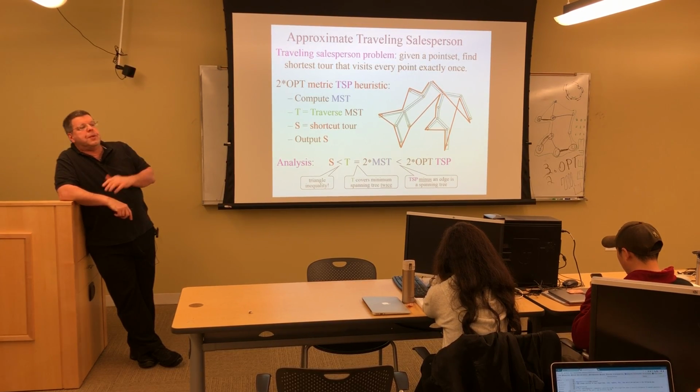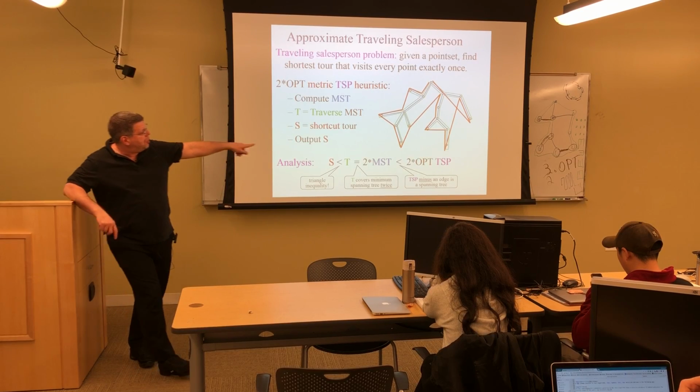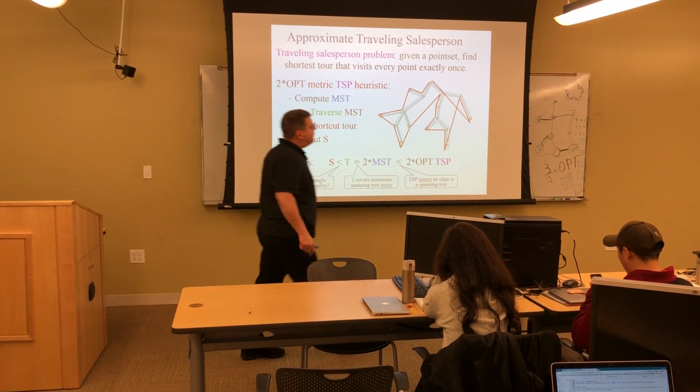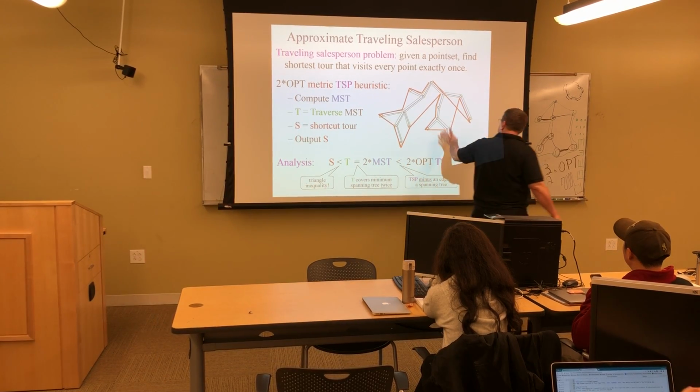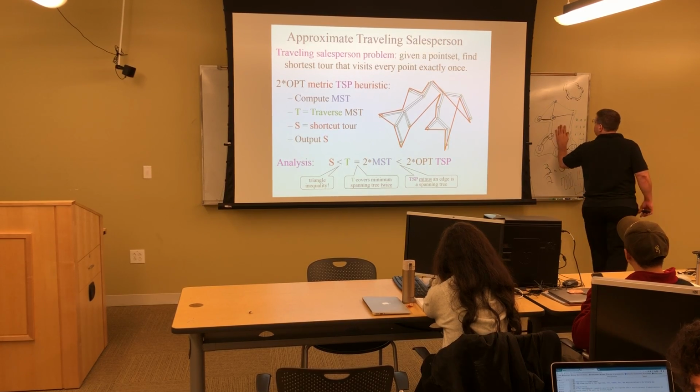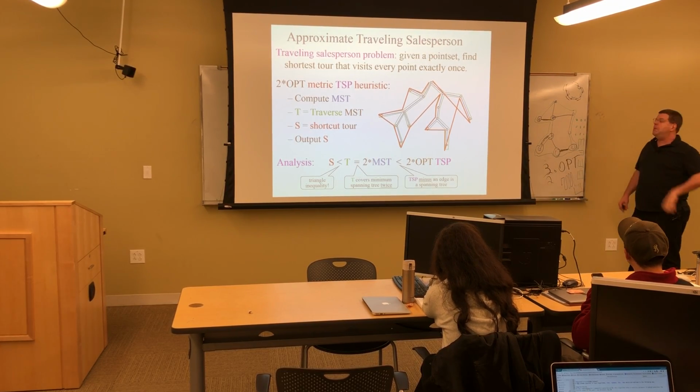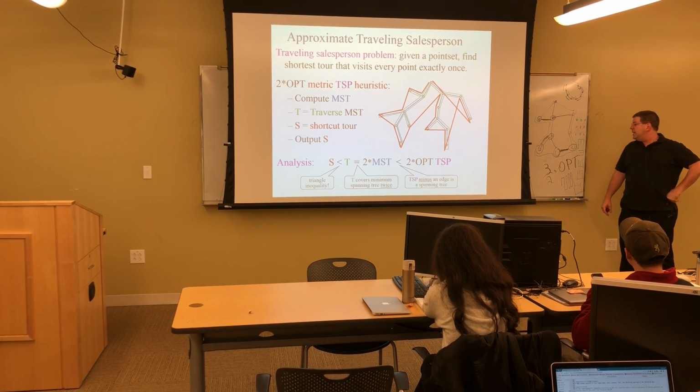Any other questions or thoughts about this? So we showed a 2 times optimal. We showed a more complicated 1.5 times optimal. And this is from the late 60s. This algorithm was from 1975. It's 76 maybe by a guy called Christofides.